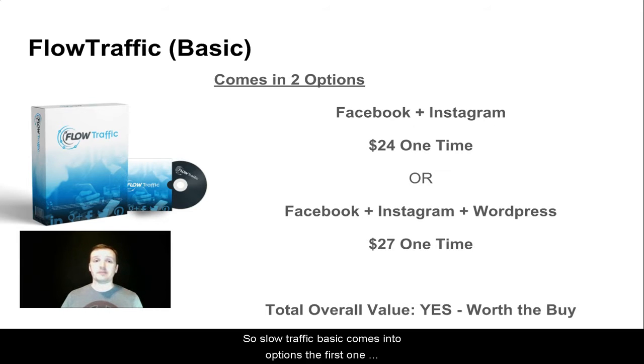So FlowTraffic Basic comes in 2 options. The first one being you get access to Facebook and Instagram that you can sync with FlowTraffic, and that's a one-time price of $24. Or you can use the second option, which is Facebook, Instagram, and WordPress, which comes with the WordPress plugin, and that's a one-time offer of $27.